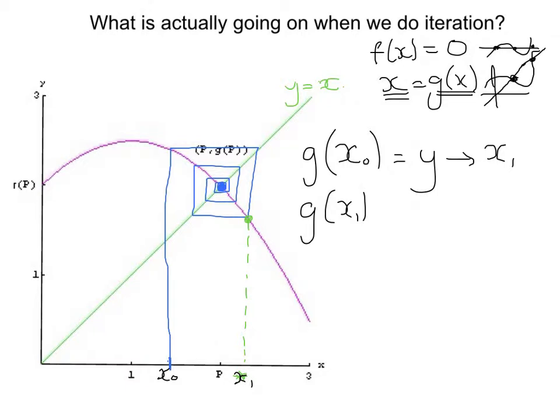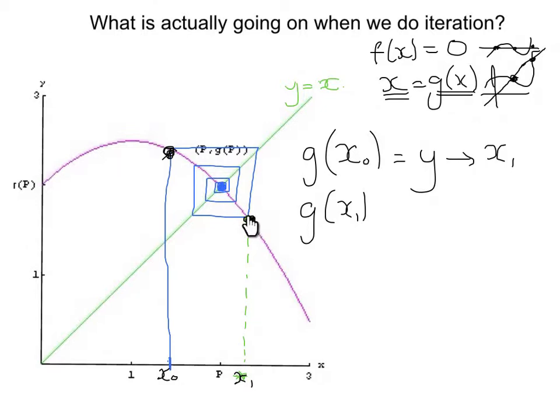So we start with our x. We feed it in here, and we get a y. Then we take that y, we bounce it down onto the x-axis. So this is bouncing down, and we bounce it down onto the x-axis, and that gets us a new y when we feed that new x into the function g.